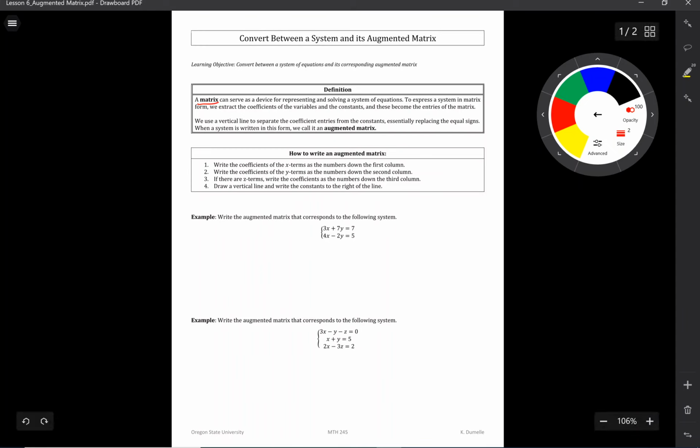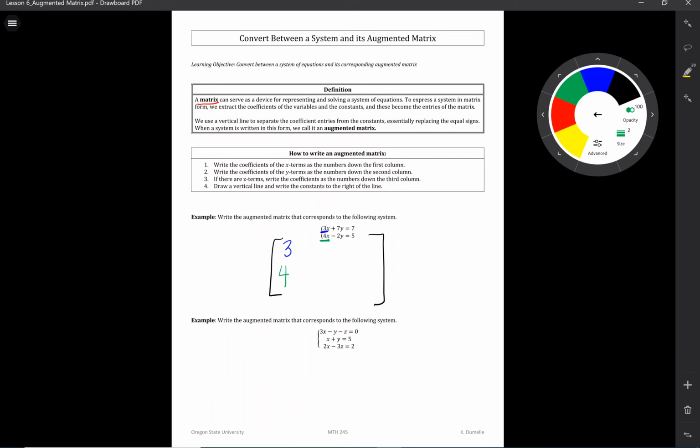So let's do an example. I want to write the augmented matrix that corresponds to this system. When we draw matrices, we either put all the numbers in these brackets or in big parentheses. I like to use brackets, but parentheses work too. And the first thing we do is write the coefficients of the x terms as the numbers down the first column. So here I have a 3 in front of this x, so I put this 3 right here. I don't include the x, I just include the 3. Then I have a 4 right here, so that will go as the second number in my first column.